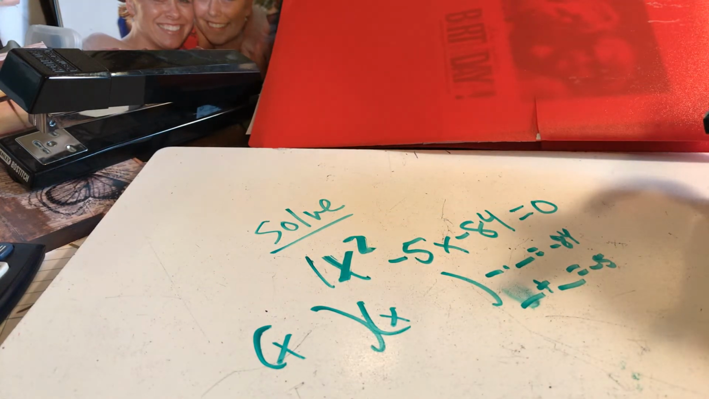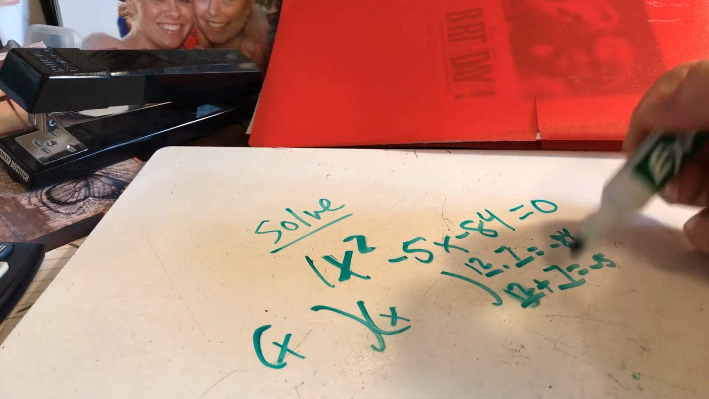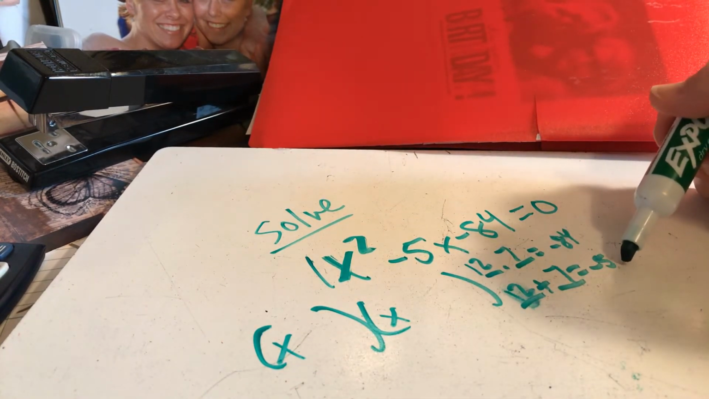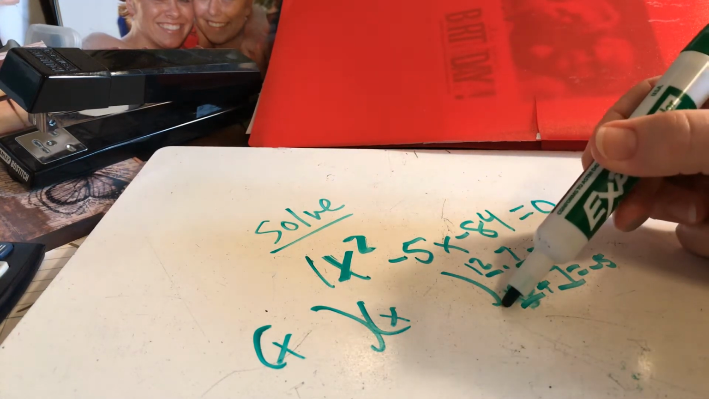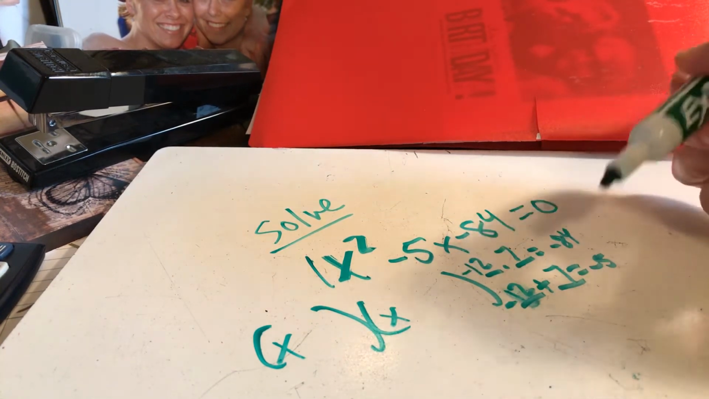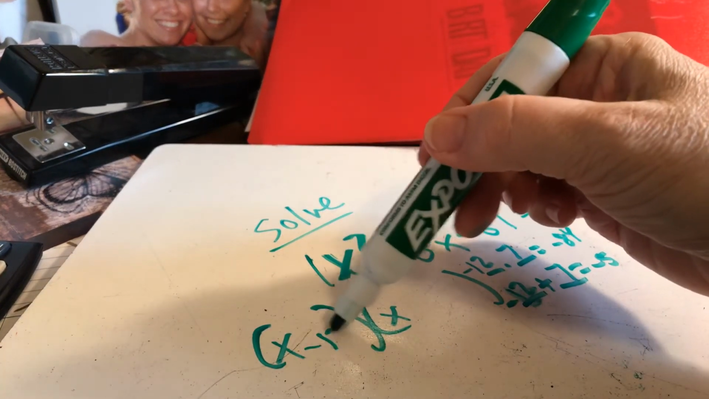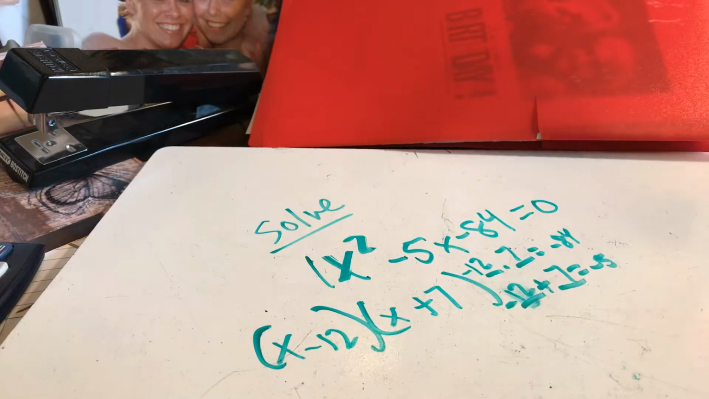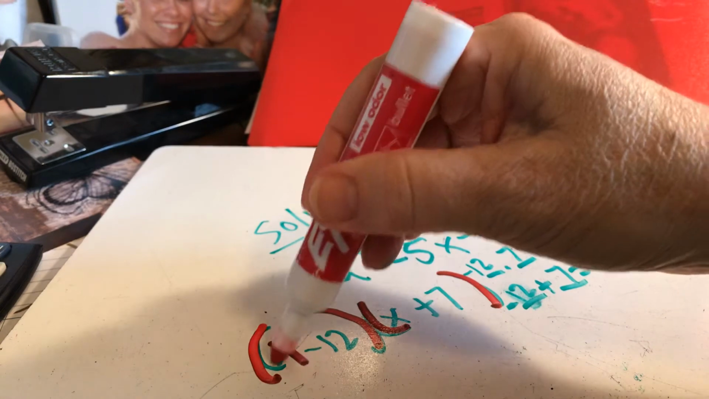Because 12 times 7 is 84, I'm going to use the numbers 12 and 7. However, when I add them, I need to get -5, and when I multiply, I need -84. So it's the 12 that needs to be negative in order to add them together to make -5. So I'll just write x minus 12, x plus 7. That's factored form. So if the directions say to factor your polynomial, these are your factors.